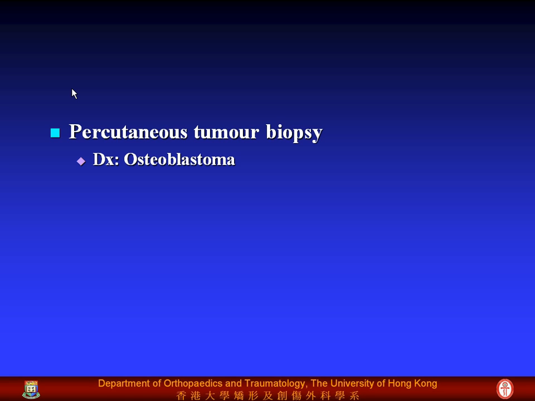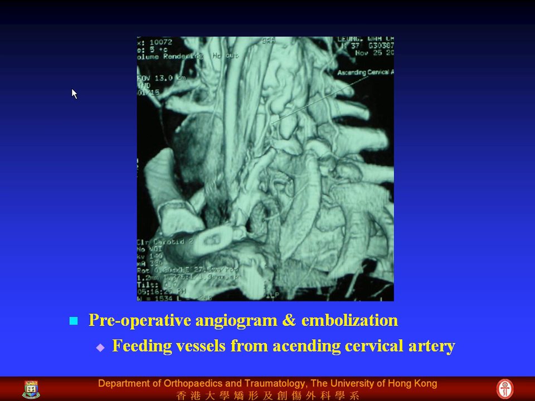Anyone would want to do a curettage? Anyone would want to do a radical excision? Radical excision, meaning we have to excise the whole vertebral body or the 2 vertebral bodies, or we do a curettage or intralesional excision. Intralesional excision. Okay, that's what we planned to do.